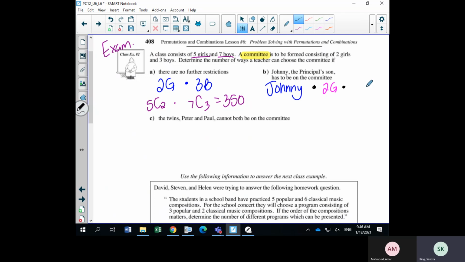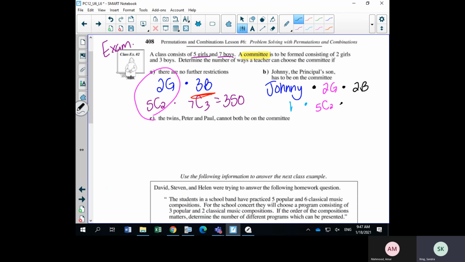So Gabby, how many boys are left if Johnny gets a spot? 6 boys and 2 spots. Yes. They want 3 boys on the committee, you guys, but Johnny's a boy. So now there's only 2 boys left to choose. Okay, how many ways are there of selecting Johnny? 1 way. There's only 1 way to select Johnny. Johnny, you're it. You're on. So he's on. 2 girls, we did that right here. There was 5 girls to choose from, and we're choosing 2.